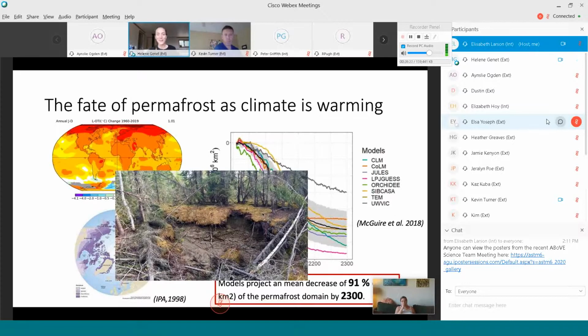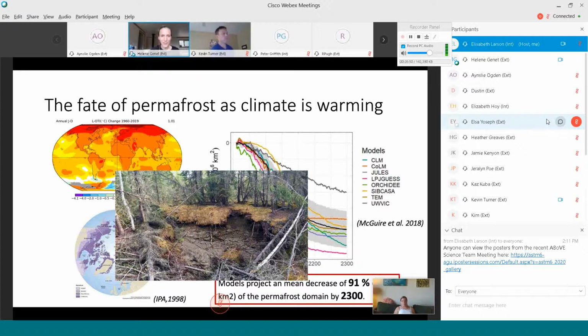Just as a side note, we are putting together a model to use the type of data that Kevin is collecting in the field, and other data coming out from the literature and our own field work, to predict where thermokarst will occur and what effect it will have on land cover and carbon dynamics. But this is for another talk.